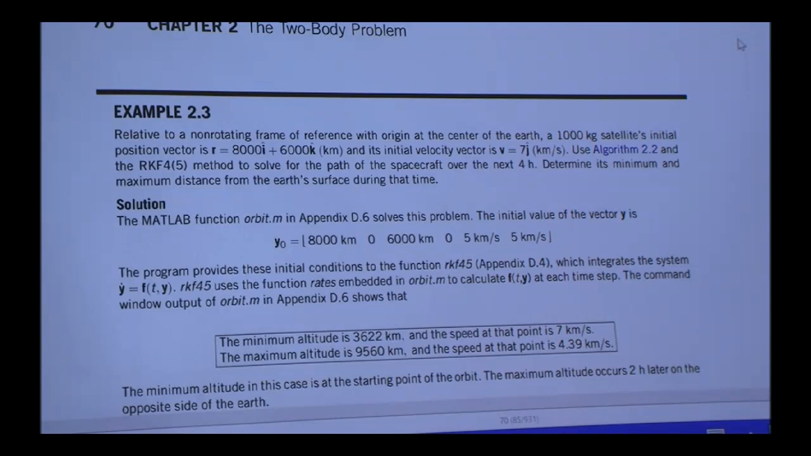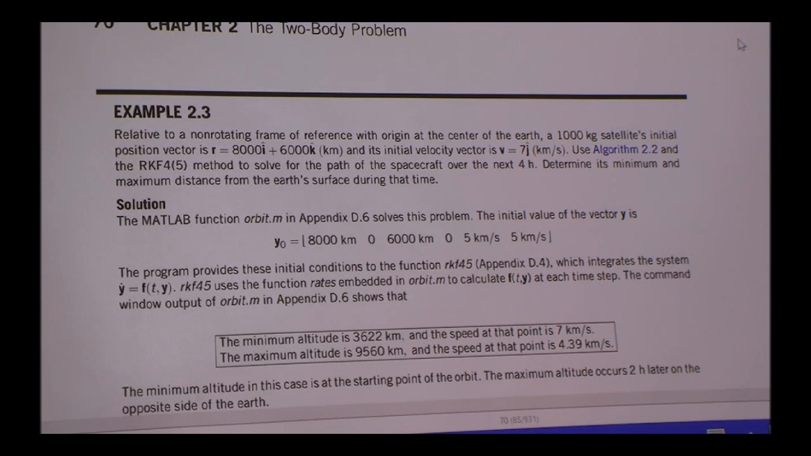Use algorithm blah blah blah, we'll ignore that because we're not going to just do what's already done for us. They tell you to use the Runge-Kutta-Fehlberg method 4.5, which is ODE45 in MATLAB, to solve for the path of the spacecraft over the next, well, 4 hours. We'll do even longer than that. And then they ask you to determine the minimum and maximum distance from the planet in that interval.